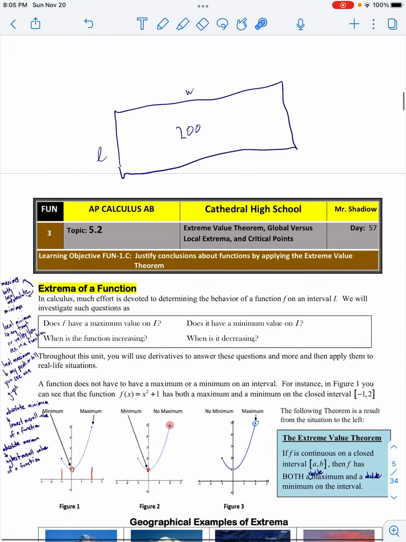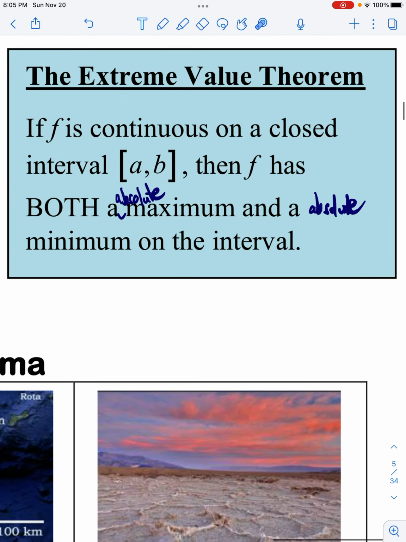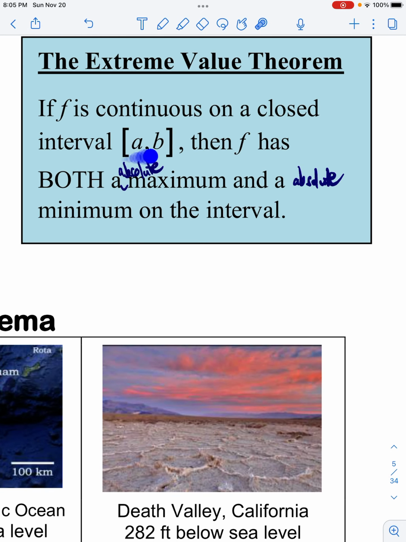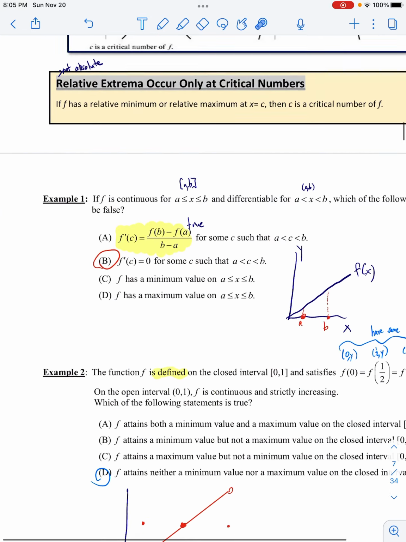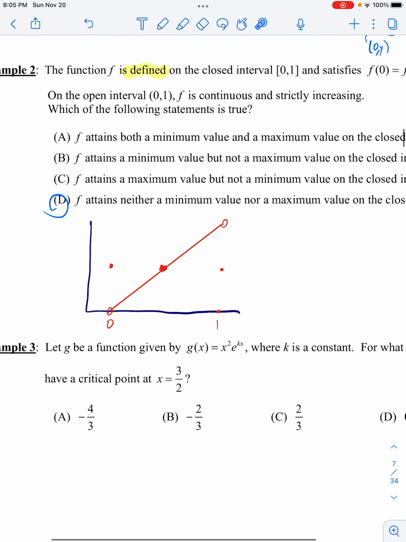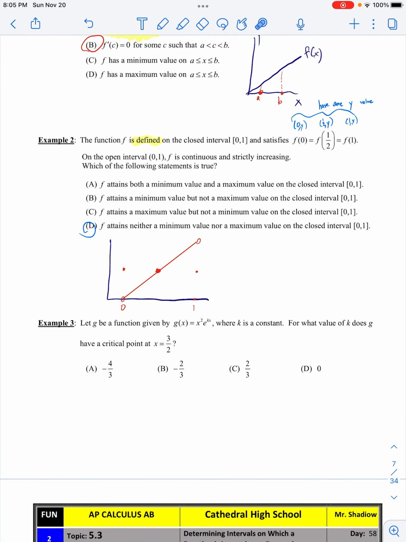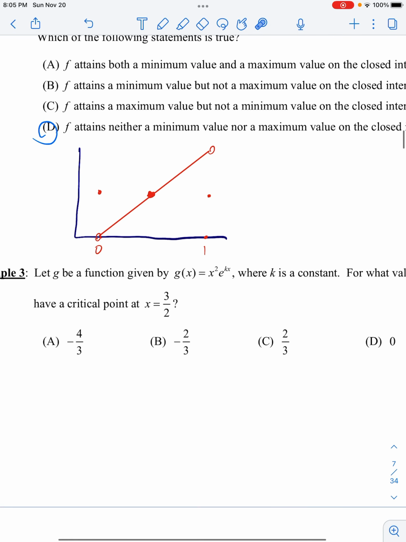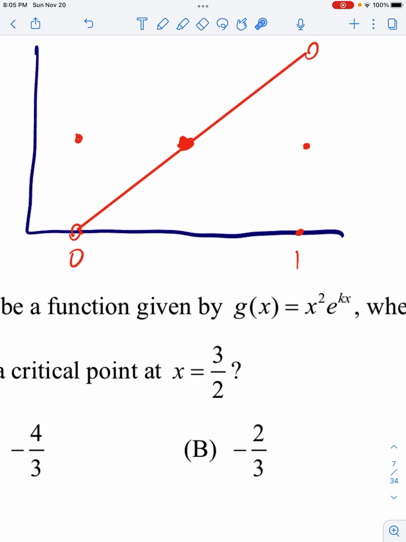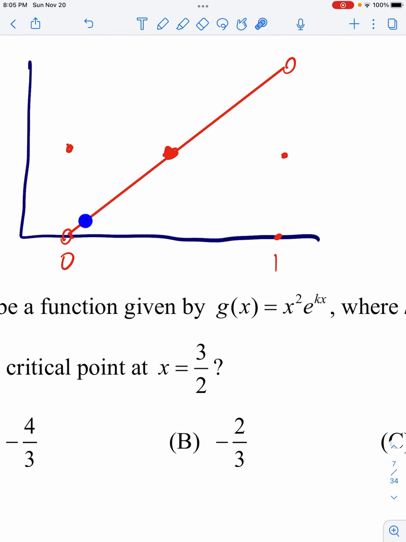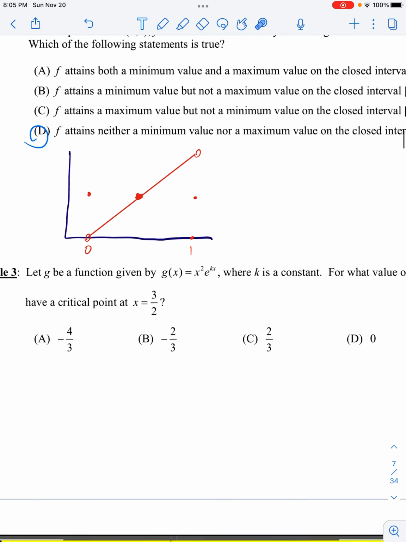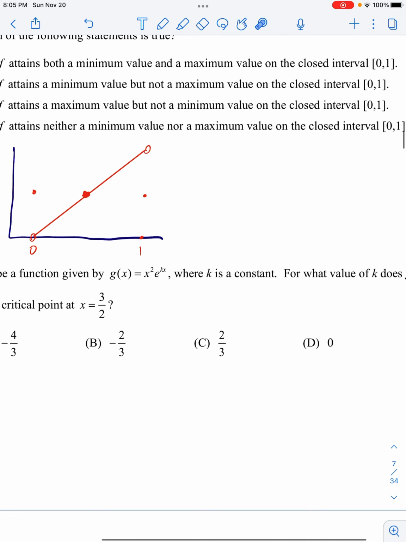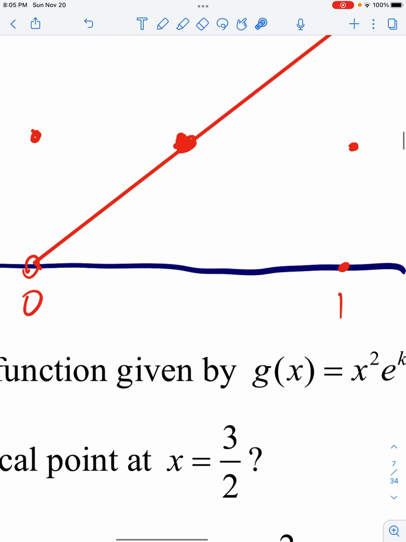The extreme value theorem says that f has to be continuous on the closed interval. Here, it's only continuous on the open interval. So the extreme value theorem doesn't apply. It does not satisfy all the conditions you need to apply it. Then there's neither an absolute minimum nor an absolute maximum on this closed interval.